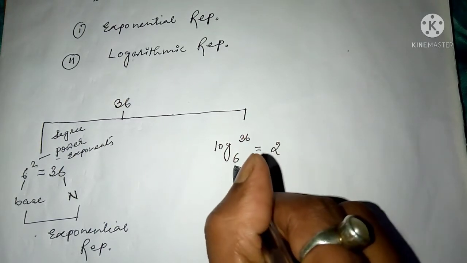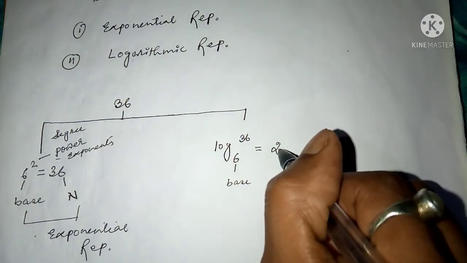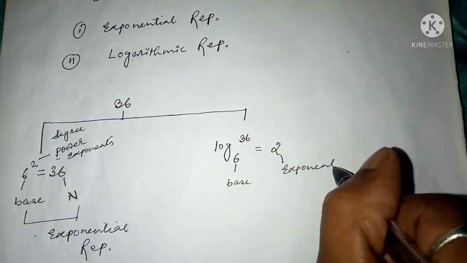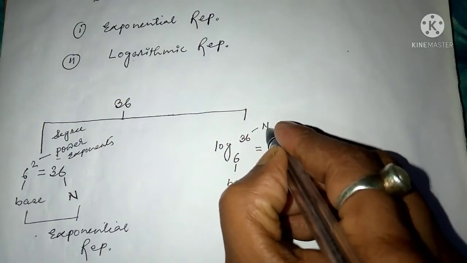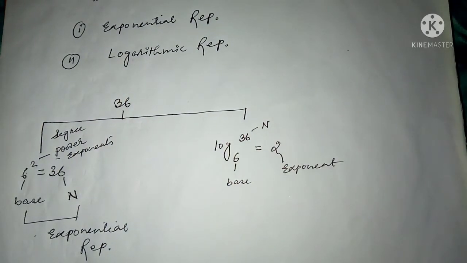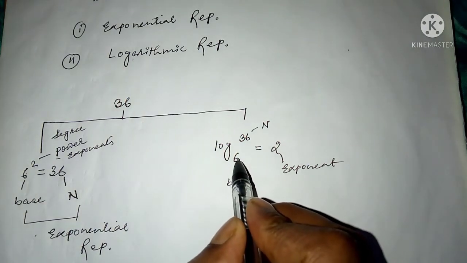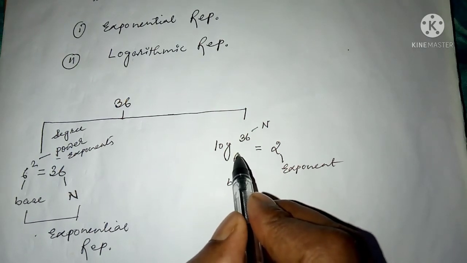But here also this 6 is your base, and this 2 is the exponent here. And this 36 is your n here. It's very simple. So to write anything in logarithmic form means what we are trying to say is, what power of this base gives us this n. Now say for example, you can think of 6 power 1.